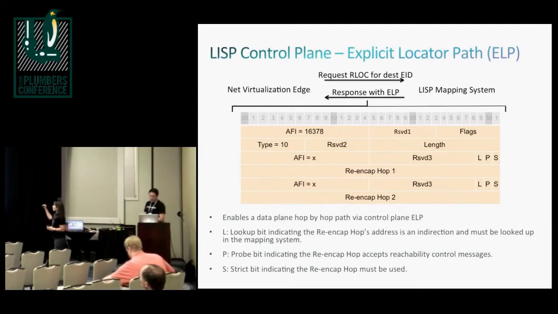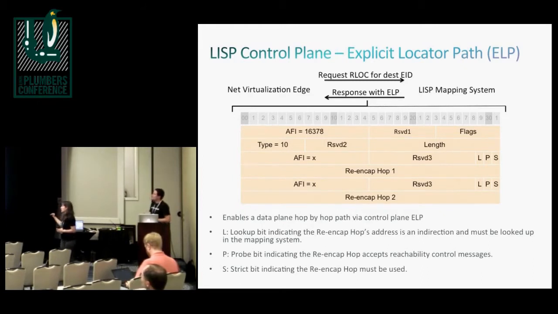For traffic engineering, we have this format called explicit locator path, where the mapping system returns a sequence of encapsulation hops. That defines the traffic engineering path, or it can be service chaining as well. Then the NVE will figure out where in this path it is based on the locator or the IP address that it has. And then it will program in the fast path the next hop for that flow. So on the fast path, it will only be hop-to-hop forwarding.